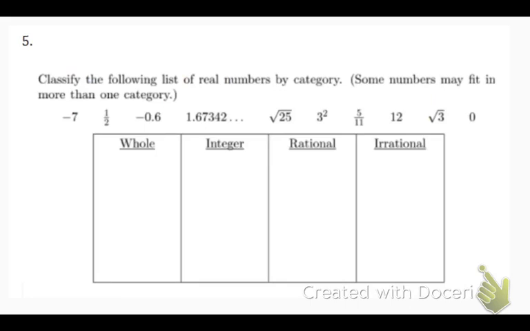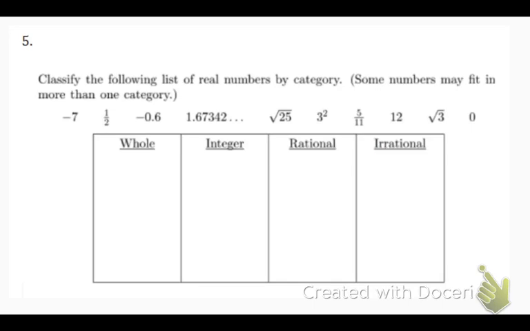Number 5 is classifying numbers. So it says to just kind of rewrite them in each of these categories. Notice that they may fit into more than one category. Just like at the very beginning, we saw that flow chart of whole numbers and integers and rational numbers. So these ones kind of go together. And then irrational was just a completely different beast.